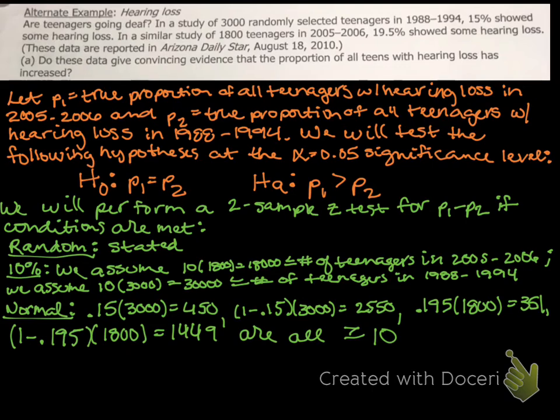All right, so now comes the do step. For the do step, we're going to go to the calculator. We're going to go menu, statistics, stat test, 2-prop z-test, number 6. It asks for successes for x1, so that's going to be the 450. And, no, I'm sorry, that's going to be the 351 and the 1,800 for your n1.